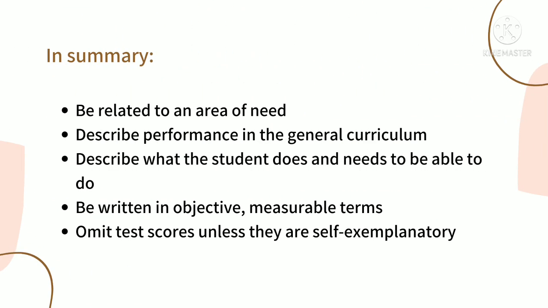In summary, formulating PLAF: first, it should be related to an area of need. Next, describe performance in the general curriculum. Next, describe what the student does and needs to be able to do. Next, be written in objective, measurable terms. And lastly, omit task scores unless they are self-explanatory.